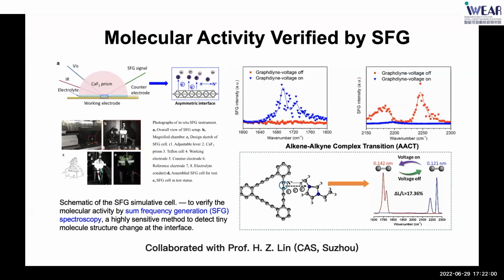So you will see, if we don't apply voltage, you can see the typical peaks, the red one for the graphene, is there. And if you apply a voltage, you can see the red peak disappeared, and the blue peak for the graphene appears. So we can verify the molecular activity. That means alkane and alkyne transitions under electrical conditions can happen. We call this the alkane-alkyne complex transition.